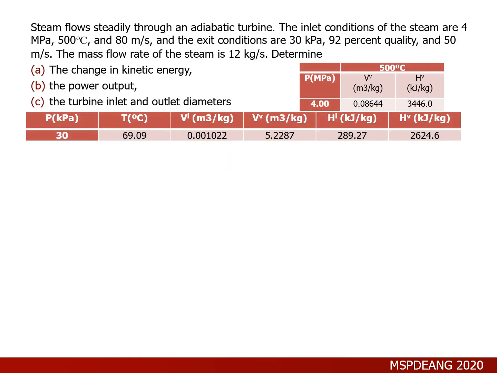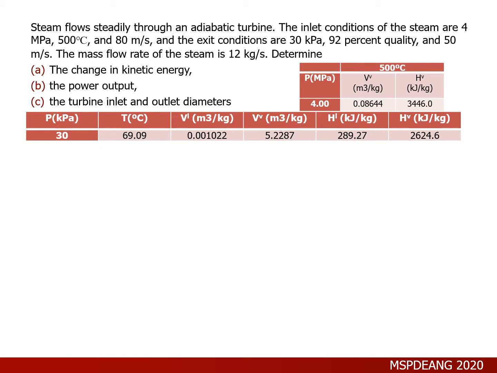With that, let us now proceed to some examples for energy balances for open systems. So let's consider first the operation of an adiabatic turbine. Steam flows steadily through an adiabatic turbine. The inlet conditions to the steam are 4 megapascals, 500 degrees Celsius, and 80 meters per second. And the exit conditions are 30 kPa, 92% quality, and 50 meters per second.